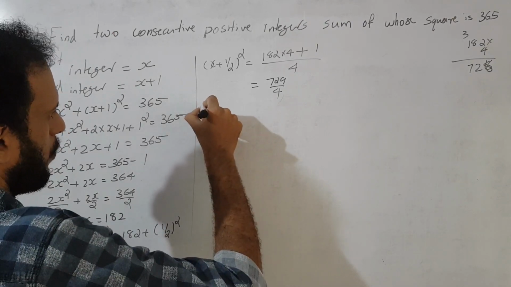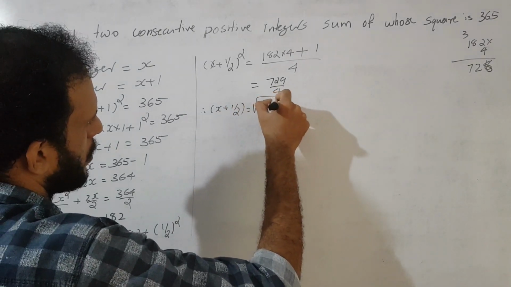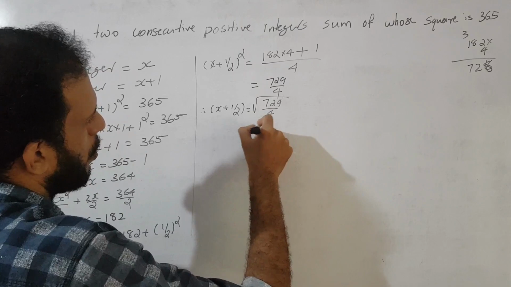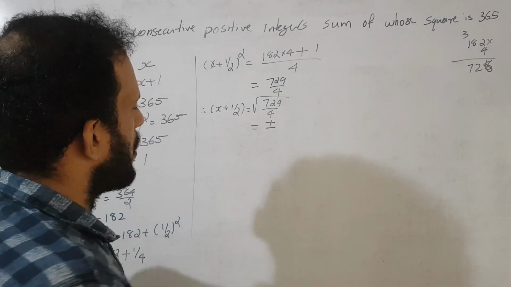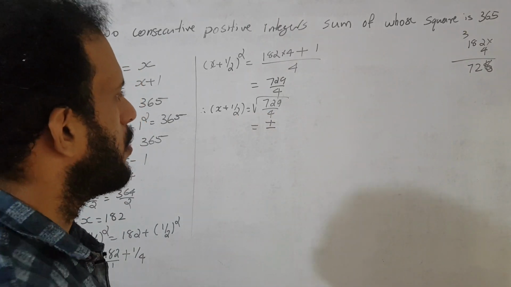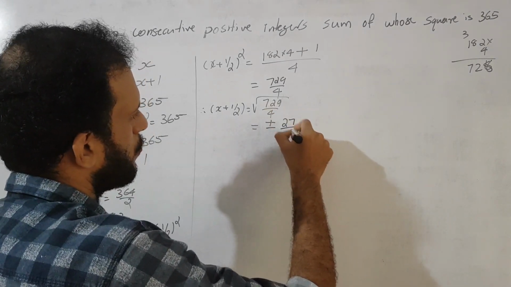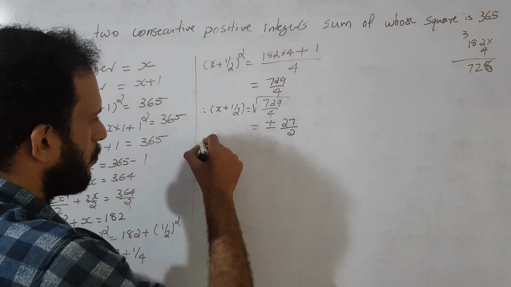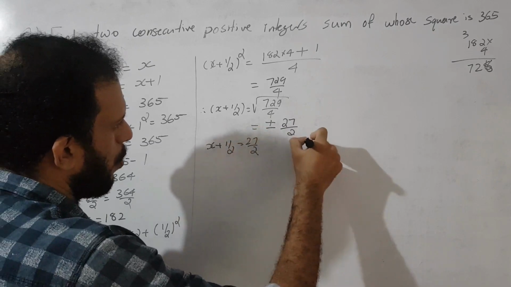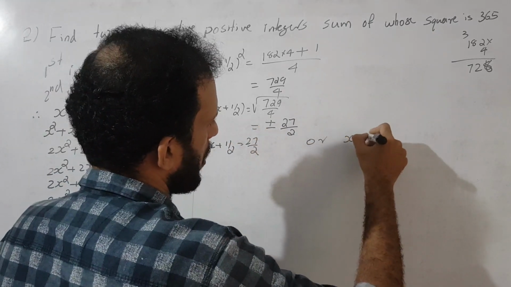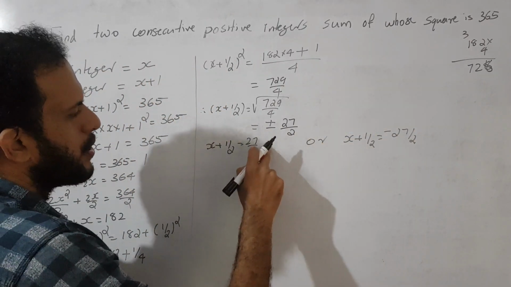What is next? Therefore x plus 1 by 2 is equal to root of 729 by 4. We know we have two roots, plus or minus. What is the square root of 729? That one is 27. What is the square root of 4? That one is 2. Then 27 by 2. Then x plus 1 by 2 is equal to 27 by 2, or x plus 1 by 2 is equal to minus 27 by 2.